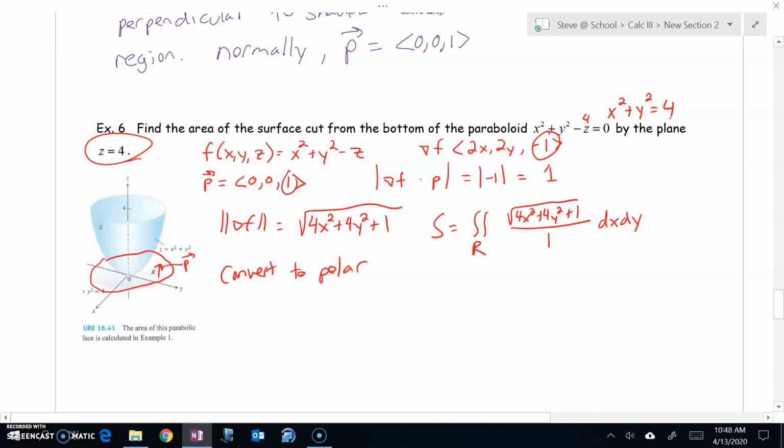Which means that the radius goes from 0 to 2. Remember, it's always the square root of that number. And then since it's a circle around the origin, it'll go from 0 to 2 pi. Okay, so those are my new bounds.